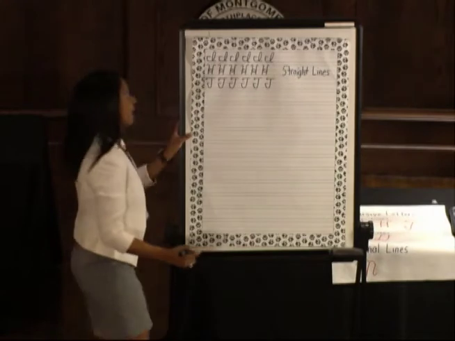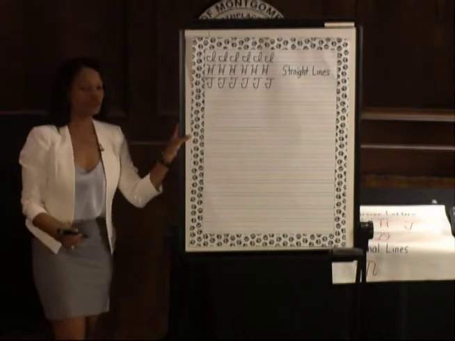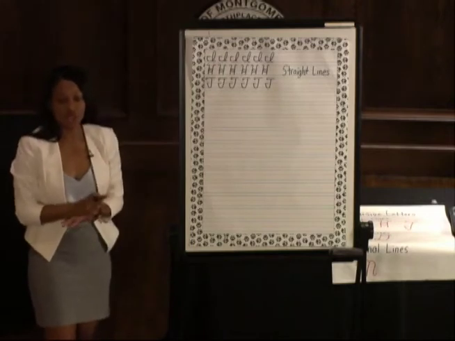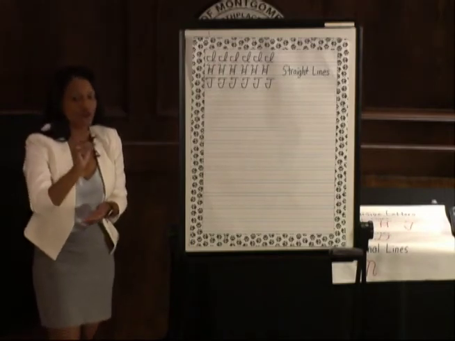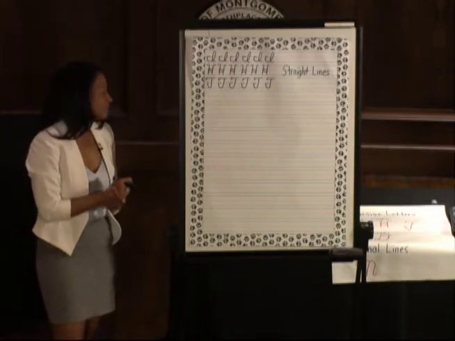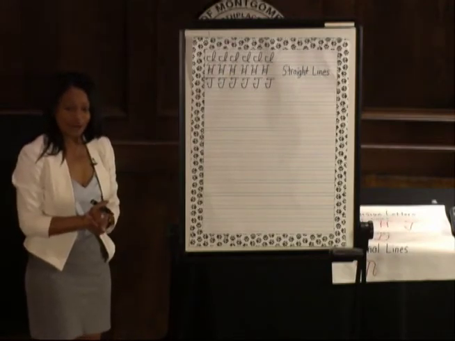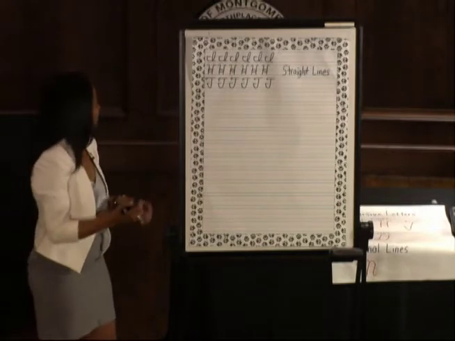Okay? Now let's move on. Let's progress and look at the curved lines. Now I only looked at two letters that have the curve in the line, and the two letters are A and D. So first let's look at the uppercase letter A.